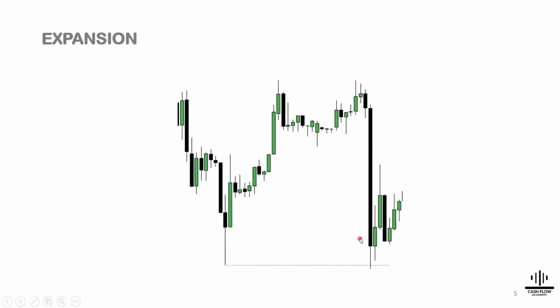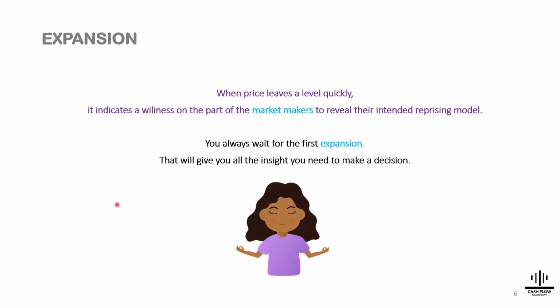So here's another example. Here is a bearish expansion. That's expansion going lower. So we can see here how price consolidated, creating an equilibrium. So price moving away from equilibrium or consolidation is what we refer to as expansion. When price leaves a level quickly, it indicates a willingness on the part of the market makers to review their intended repricing model. So whenever you see price move in a certain direction, it is indicating the likely direction the market makers want to move the market or expand the market towards.